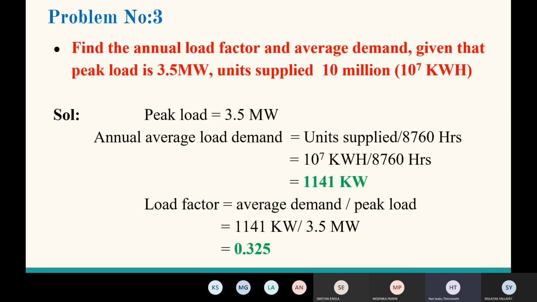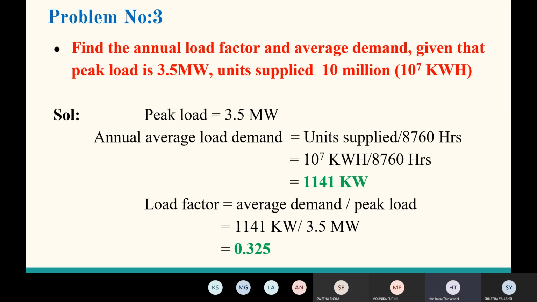They don't give 10 power 7 kilowatt hour in brackets. In a general examination, they don't give 10 power 7 kilowatt hour; they give just 10 million. We know that 1 million is equal to 10 power 6, right? 10 million is nothing but 10 power 7. Units supplied is nothing but kilowatt hour. So units supplied, equal to the number of units generated, equal to 10 million, is equal to 10 into 10 power 6, that is equal to 10 power 7 kilowatt hour. So you can write 1 million is equal to 10 power 6 in brackets.